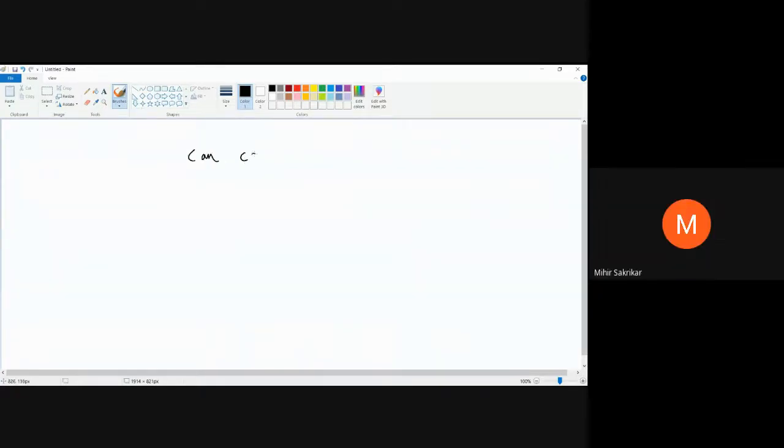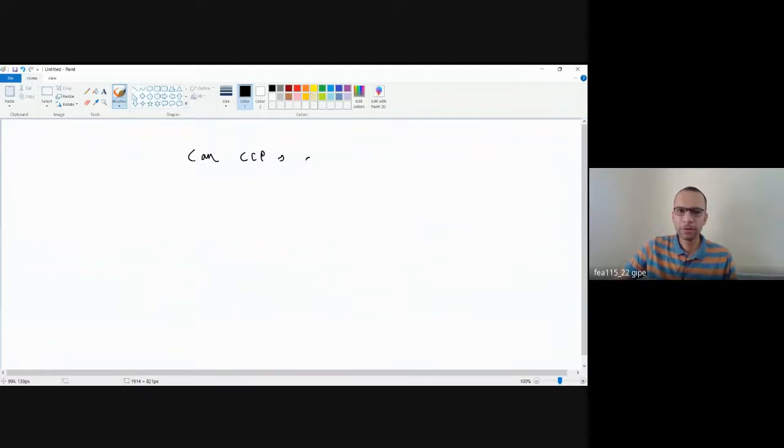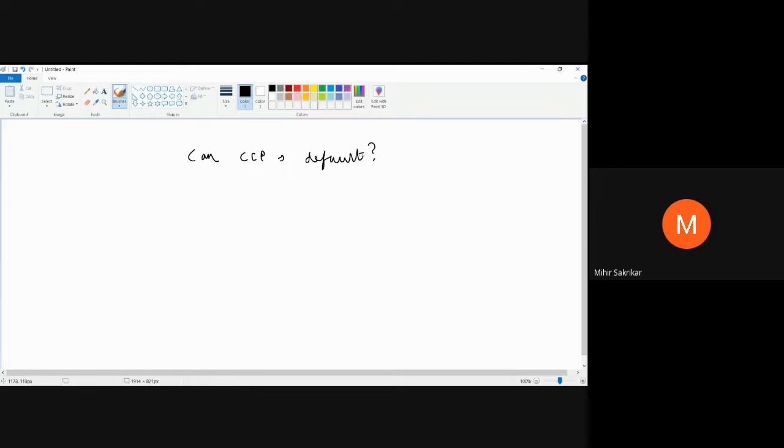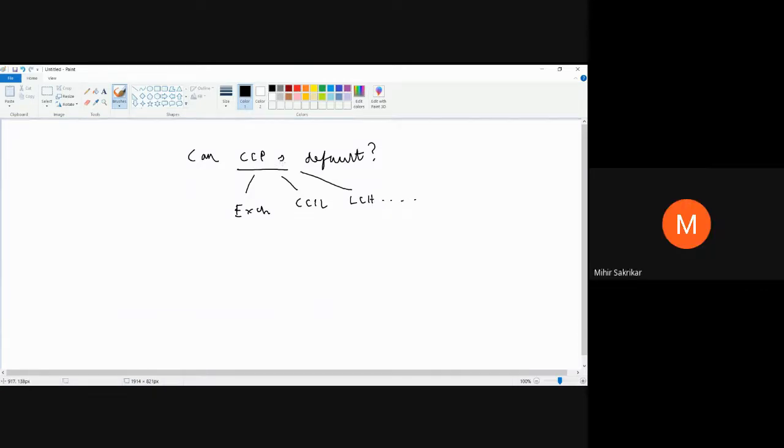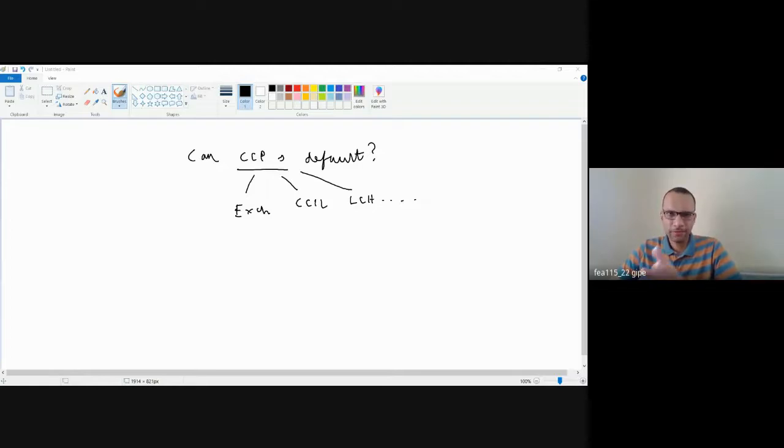So can you repeat your question, please? Yes, can CCPs default? That's my question. So I missed the CCP's definition. So central counterparty. So it could either be someone like an exchange, or maybe someone like CCI, or maybe someone like LCH, etc. Sir, it has happened. Commodities, one of the commodities exchange, I think MCX or something, due to fraud or what, it did default. Fraud is fine, yeah. Fraud is a different thing.